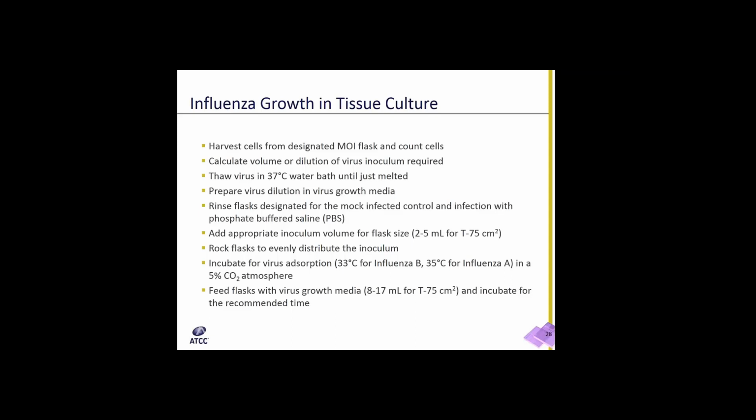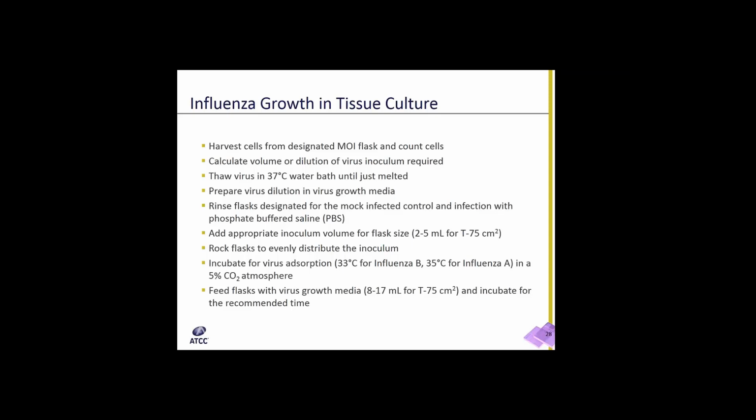Thaw the virus stock in a 37-degree water bath until it is just melted, so that usually takes less than a minute. Prepare the virus dilution in virus growth media. Rinse the flasks designated for the mock infected control and then the flask set aside for infection with PBS. And then add the appropriate inoculum volume for your flask size, starting with your mock infection flask first, moving from clean to dirty, as Sujatha talked about.